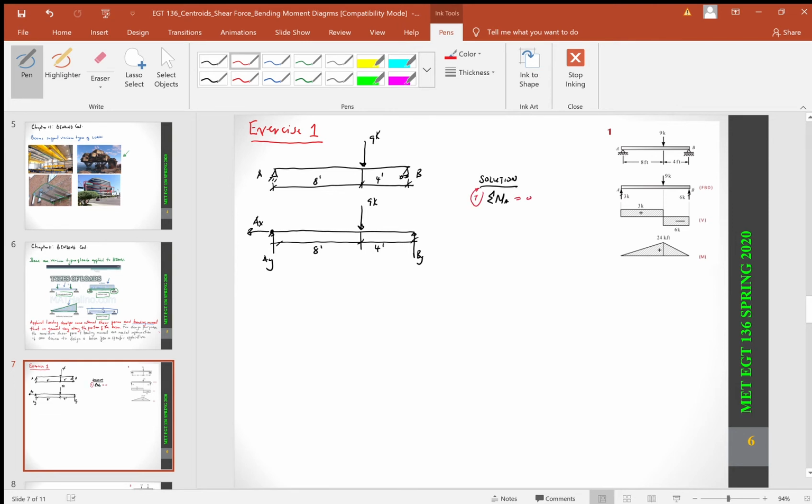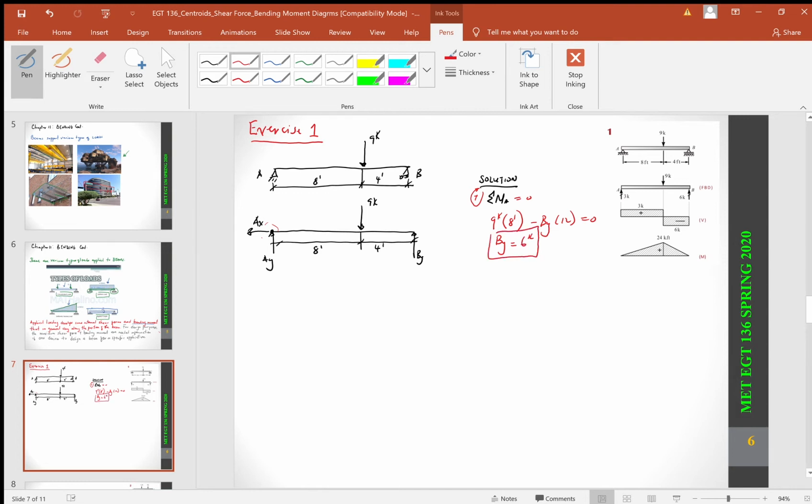So this is my point of interest here. It's going to be 9K by 8 feet minus BY by 12 equals 0. So our BY happens to be 72 divided by 12. 9 times 8 divided by 12 equals 6. So that's going to be 6 kips.